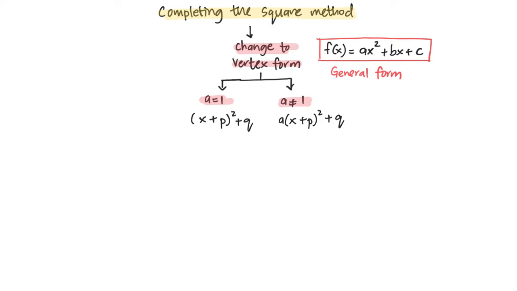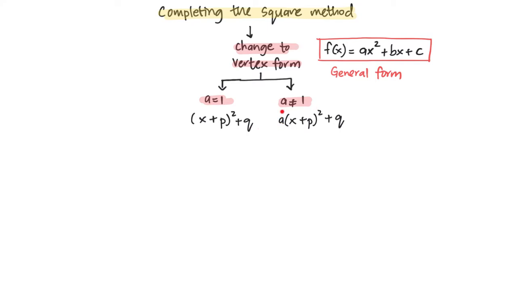We have two cases here: when a equals positive 1, and when a is not equal to positive 1. What is a here? A is the same a from the general form. In the vertex form, if a equals 1, we're going to get x plus p, close bracket, squared. You see the square will be outside of the bracket, plus q.